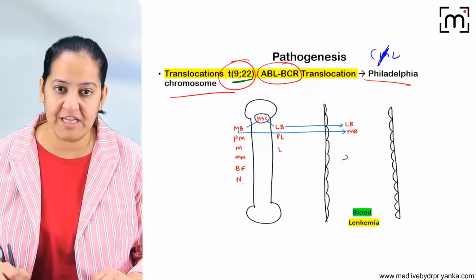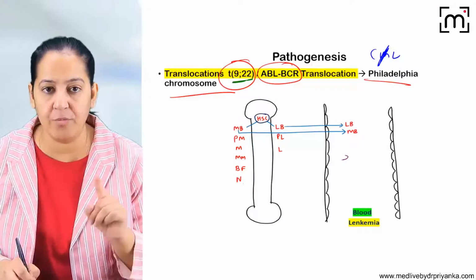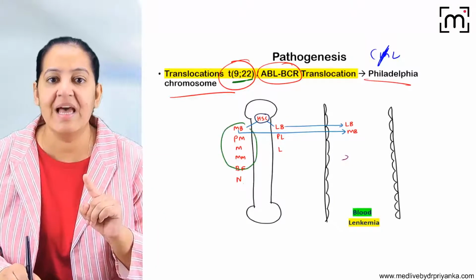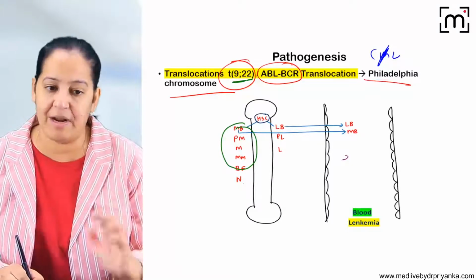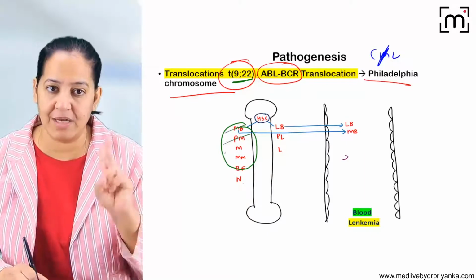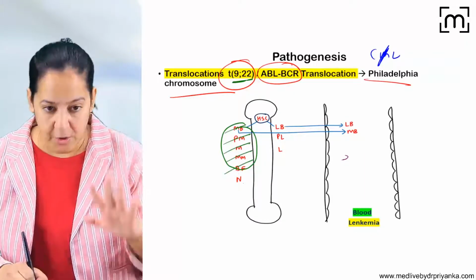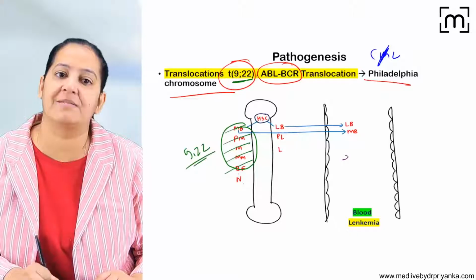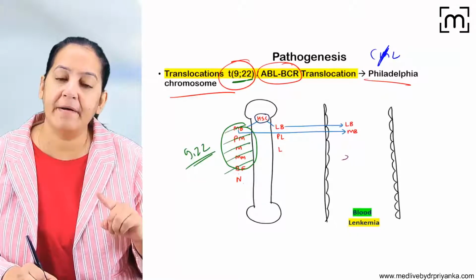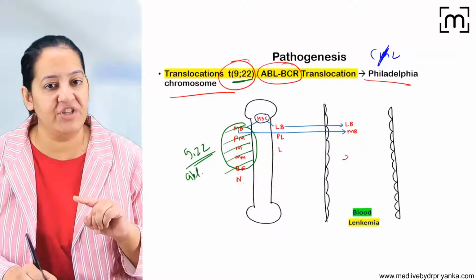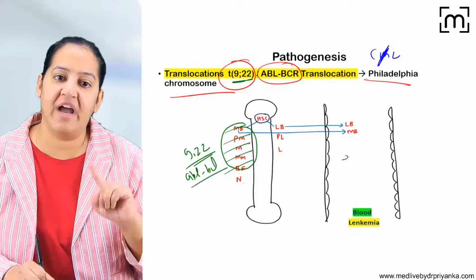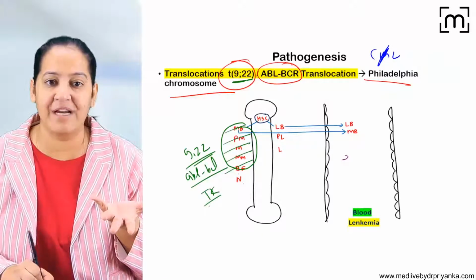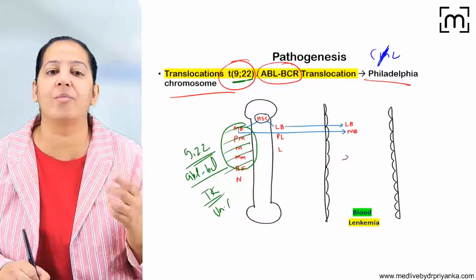Where does this translocation take place? You can see the bone marrow. In the bone marrow, you can see these 5 cells. I mean the precursors present in the myeloid series. That is myeloblast, promyelocyte, myelocyte, metamyelocyte, and band form. In all these 5, 9;22 translocation takes place. In all these 5, the ABL-BCR hybrid gene is formed. In all these 5, the abnormal tyrosine kinase is formed. That's why all these 5 are doing uncontrolled mitosis.